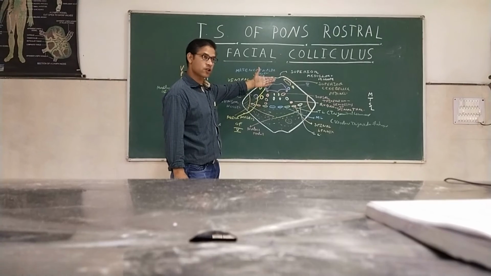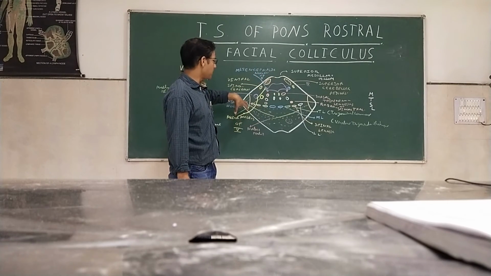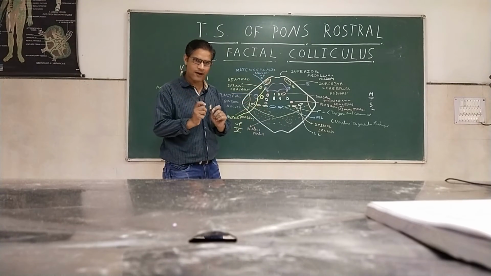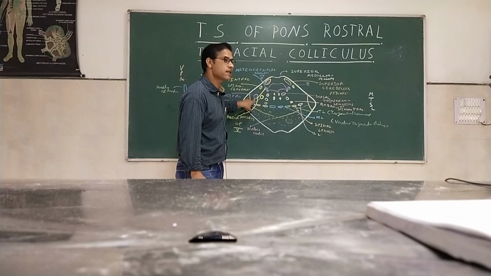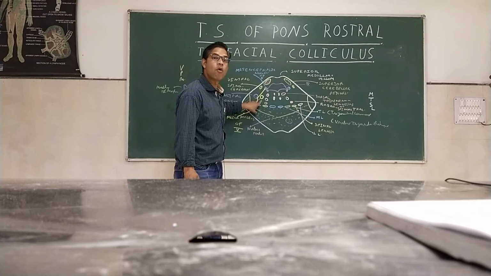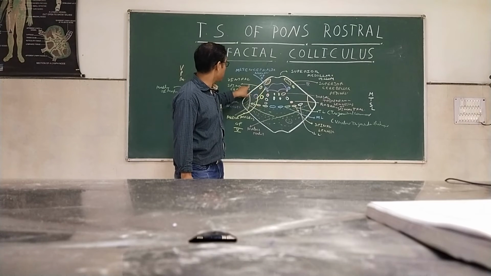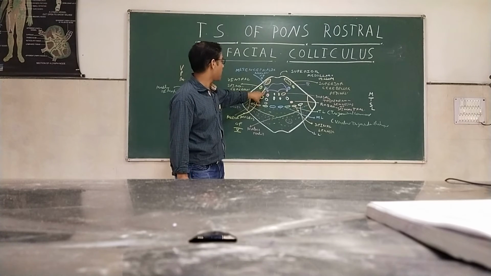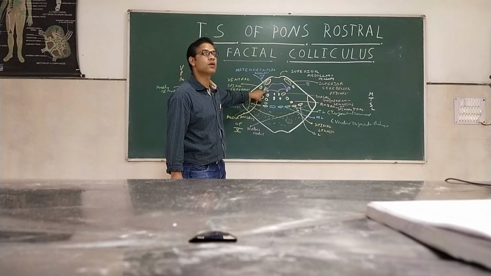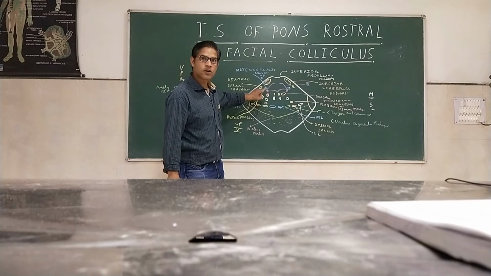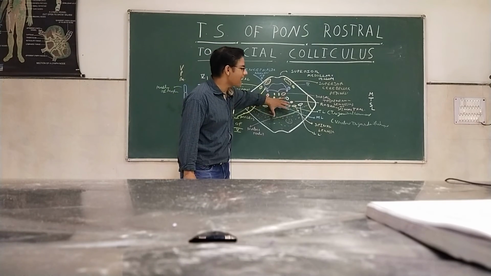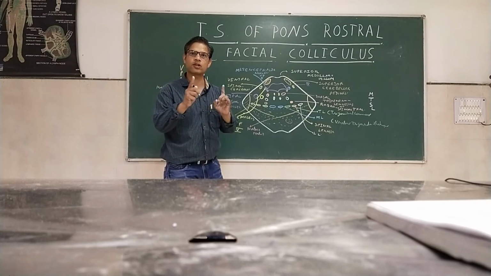As in the previous one, the facial colliculus was there. Three to four main pictures are there. In short, I want to revise them. The principal sensory nucleus, medially the motor nucleus of the trigeminal nerve, and above and medial to the ventral spinocerebellar tract, there is the mesencephalic nucleus. Two sensory and one motor nucleus of the trigeminal nerve, giving rise to the ventral and dorsal trigeminothalamic tracts.